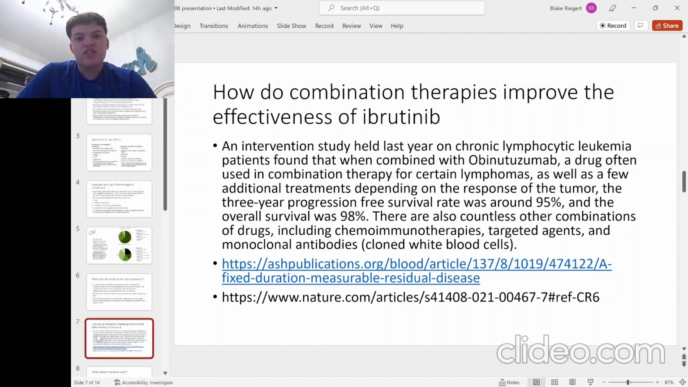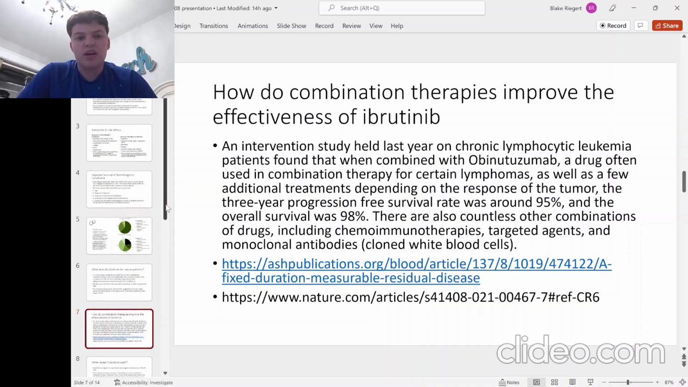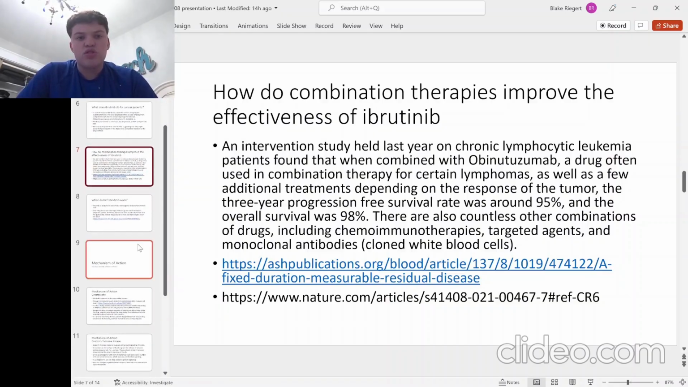An intervention study held last year on chronic lymphocytic leukemia patients found that when combined with obinutuzumab, a drug often used in combination therapy for certain lymphomas, as well as additional treatments depending on the response of the tumor, the 3-year progression-free survival rate was around 95%, and overall survival was 98%. There are also countless other combinations of drugs, including chemoimmunotherapies, targeted agents, and monoclonal antibodies that are used to treat non-Hodgkin's lymphoma with ibrutinib.